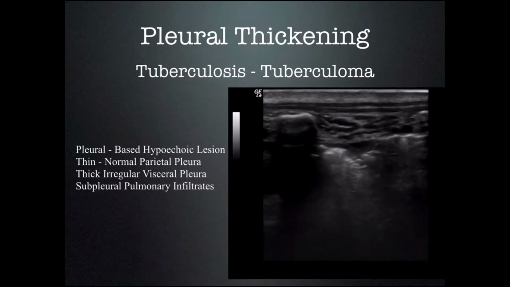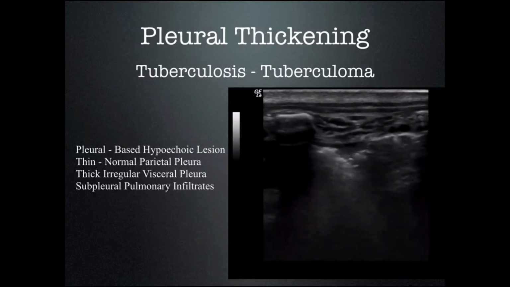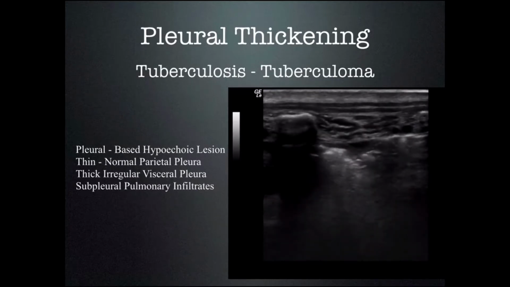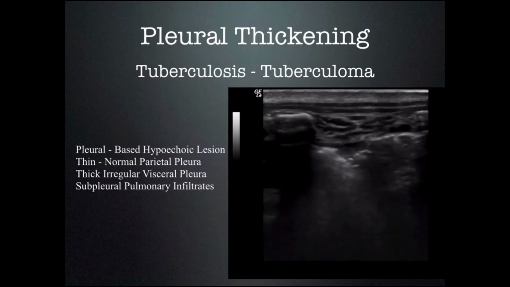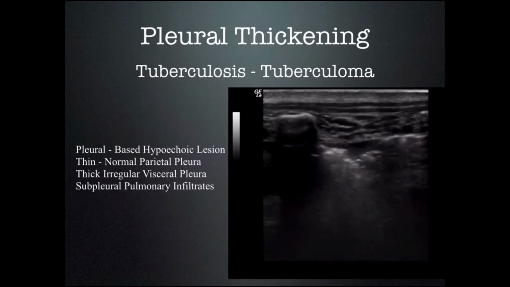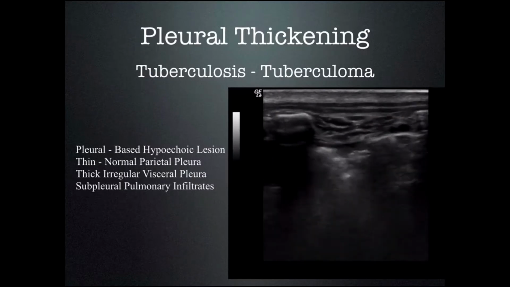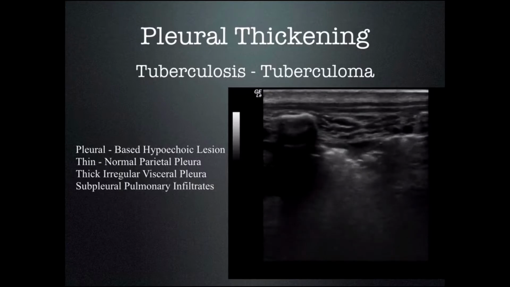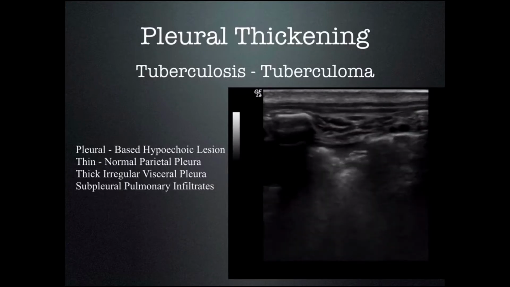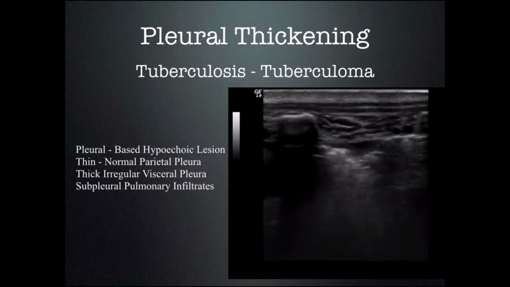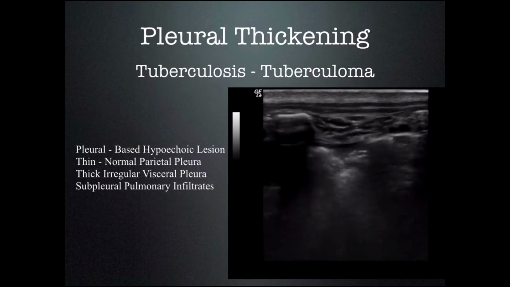So let's look at a live video of this. So we have the rib, the visceral surface, and the parietal surface. If you look at the pleural surface, it is very smooth and normal. If you look at the visceral surface, it's very irregular and very hard to visualize because it has lots of breaks in it. Then if you look at the lung down below, it is what I call shaggy. All right, this is subpleural pulmonary infiltrates, and this is consistent with tuberculosis or a tuberculoma.